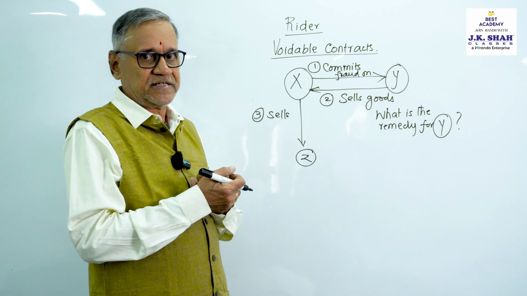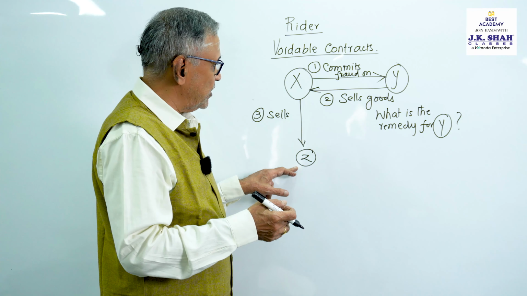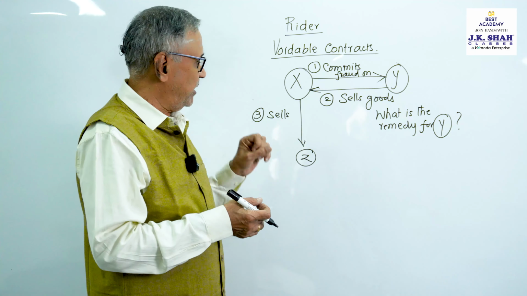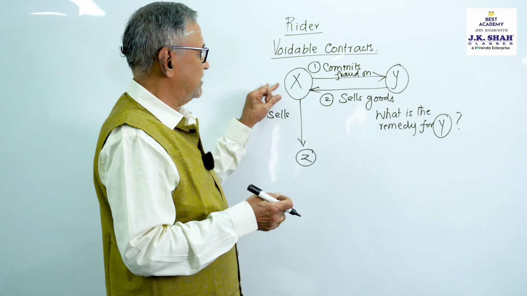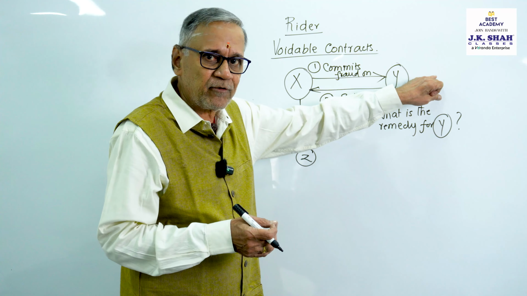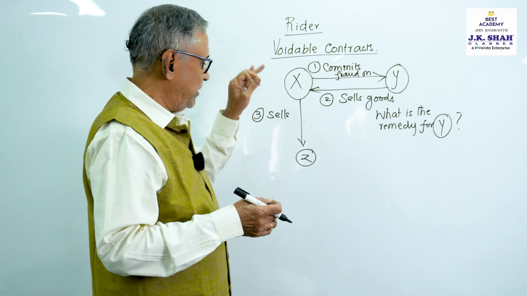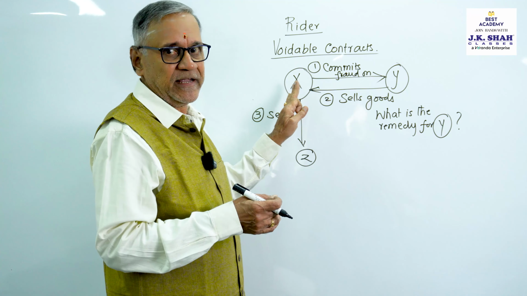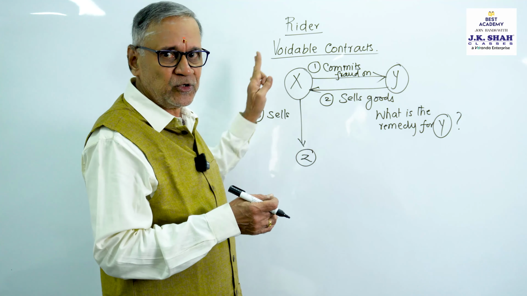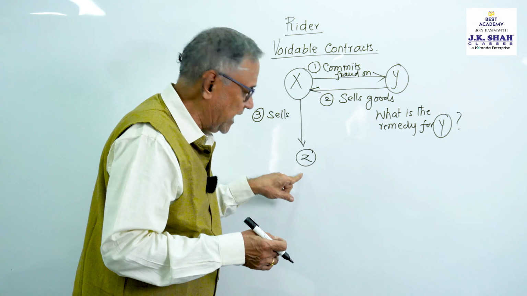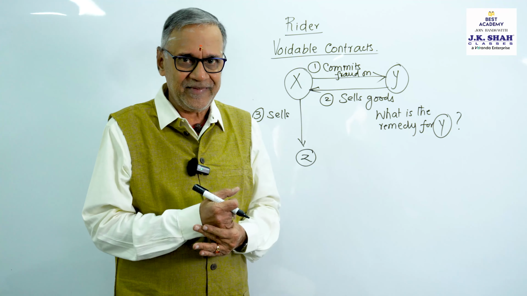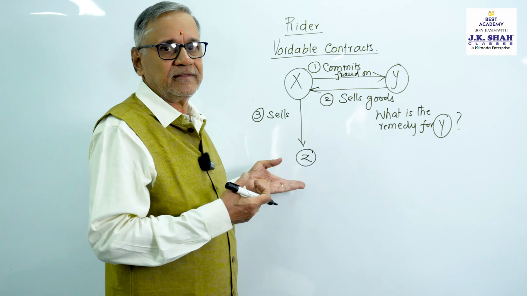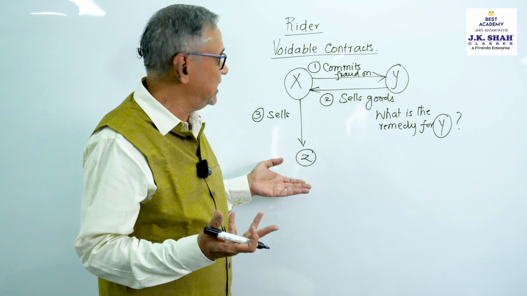What are the three conditions? Z becomes a valid owner if he buys from X in good faith. Number two, he didn't know that X committed a fraud on Y and acquired the goods from Y. Number three, before Y came to know about the fraud committed by X and went to the court to rescind the contract, already Z has become the owner.